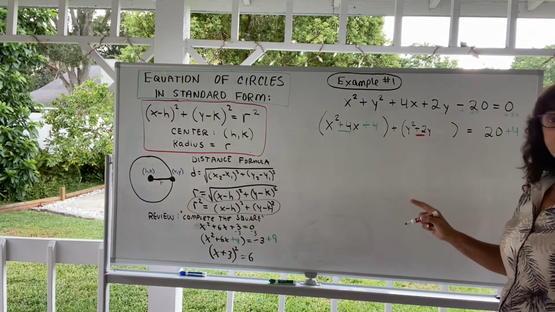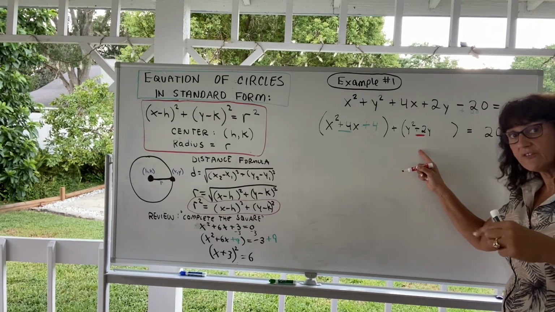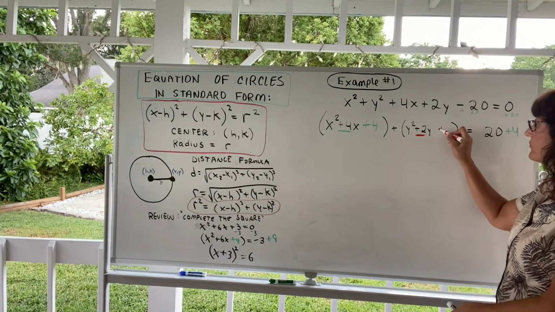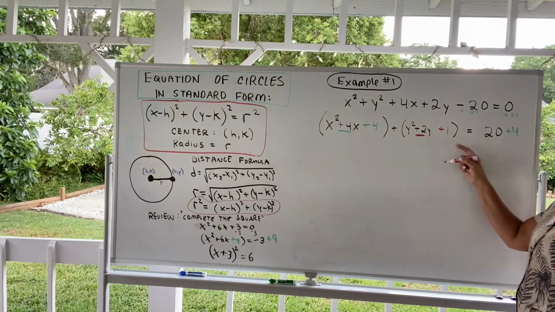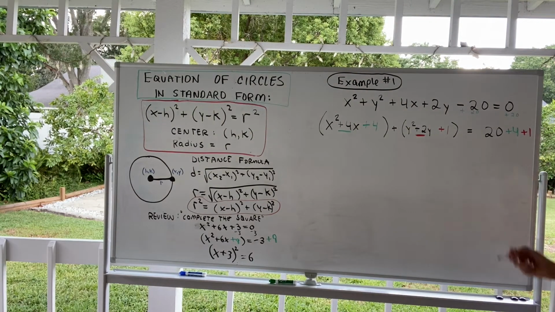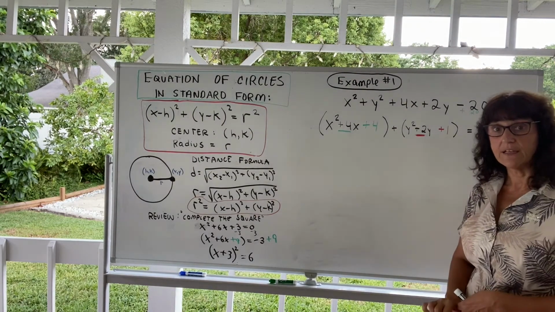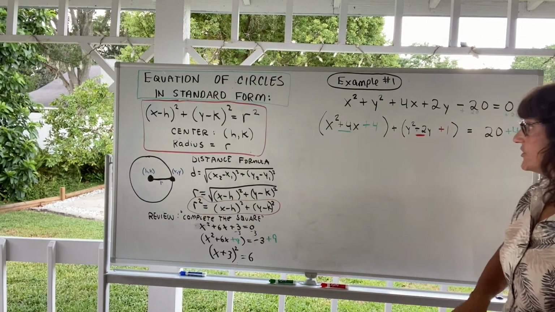Take half of positive 2. Half of positive 2 is positive 1. Square it, so plus 1. Whatever we do to the left side, we also have to add 1 to the right side to keep the equation balanced. So now let's see what we have here.